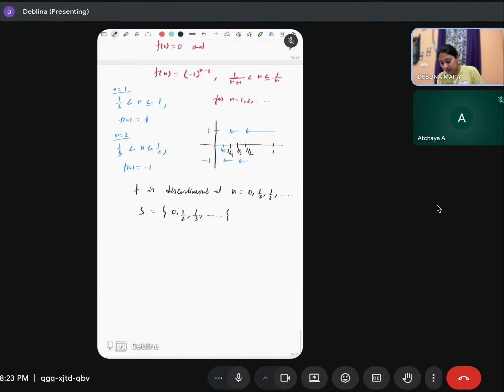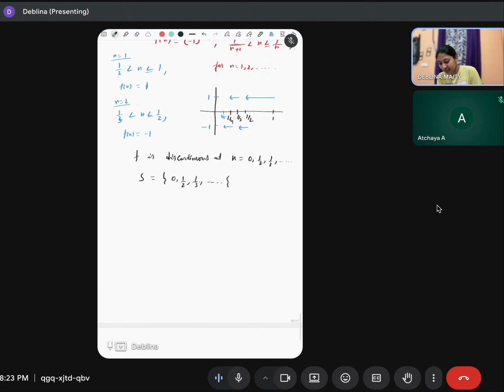So what is the limit point of this set? The limit point of S is what? This is a singleton set which is 0, right? If it is another sequence, the limit points may be 1 or 2, may be finite, right?